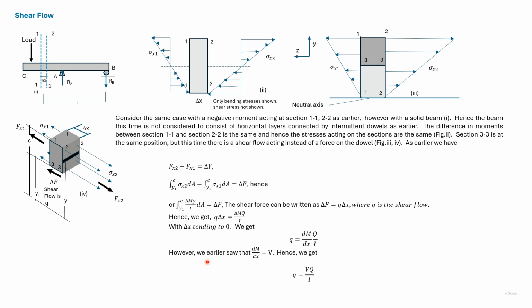However, we earlier saw that dM by dx is equal to V. So we get q, or shear flow, is equal to VQ by I, where capital Q is the statical moment of the area.